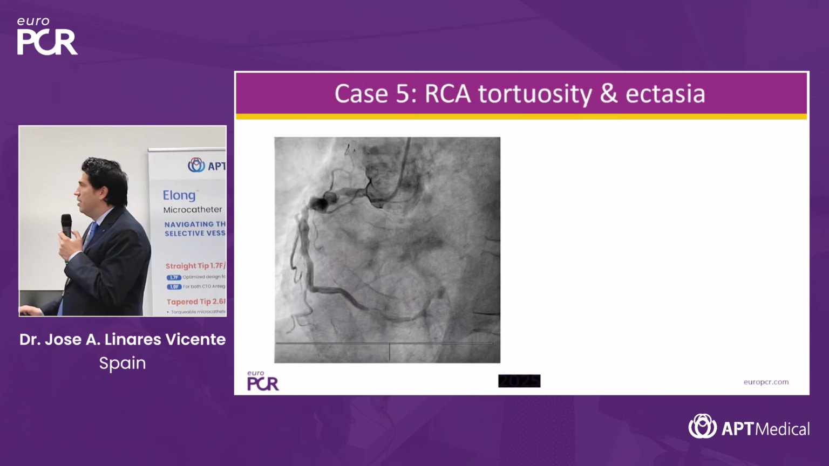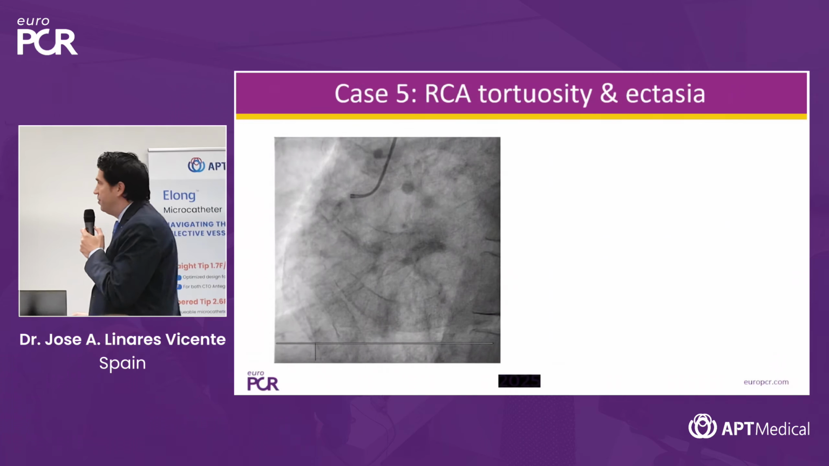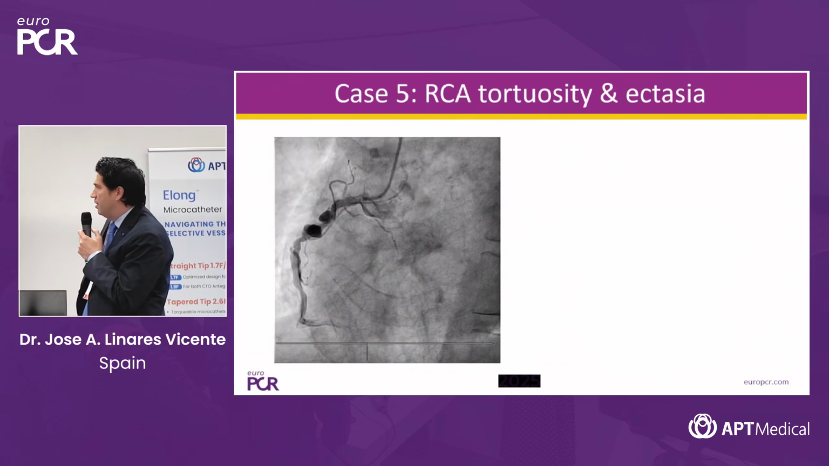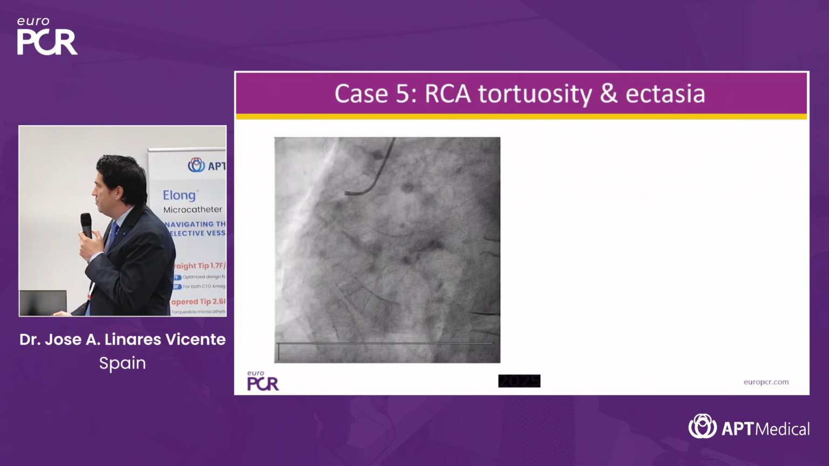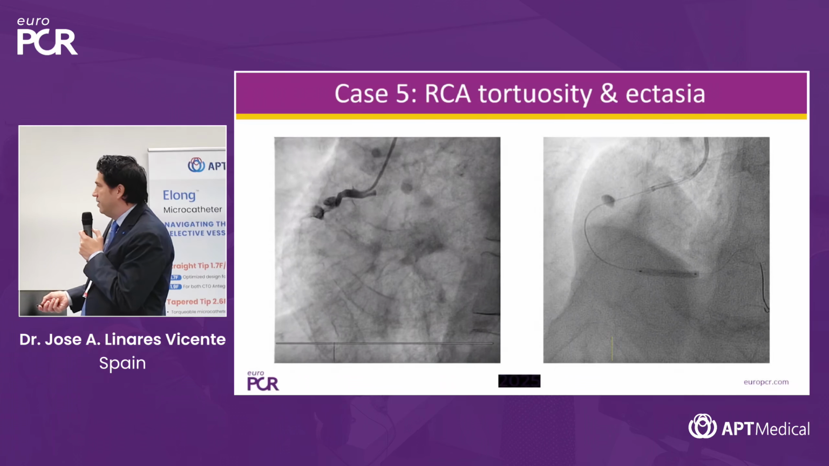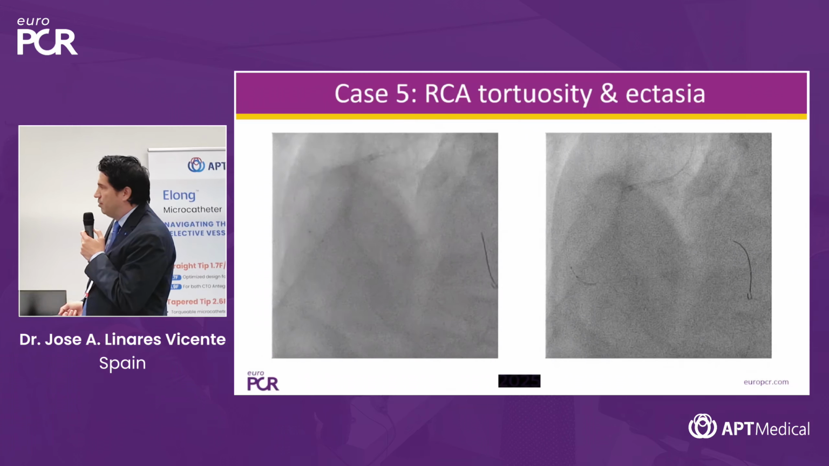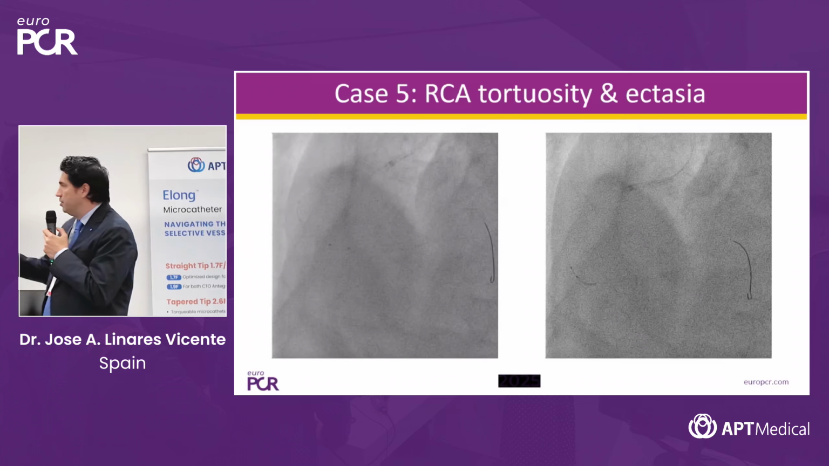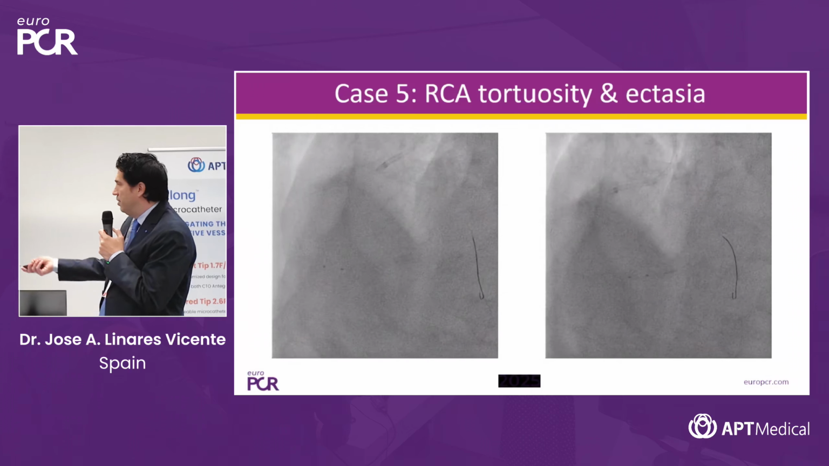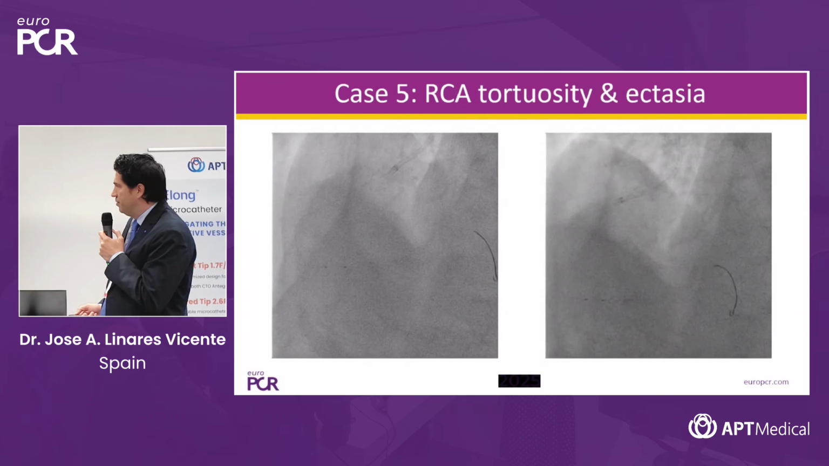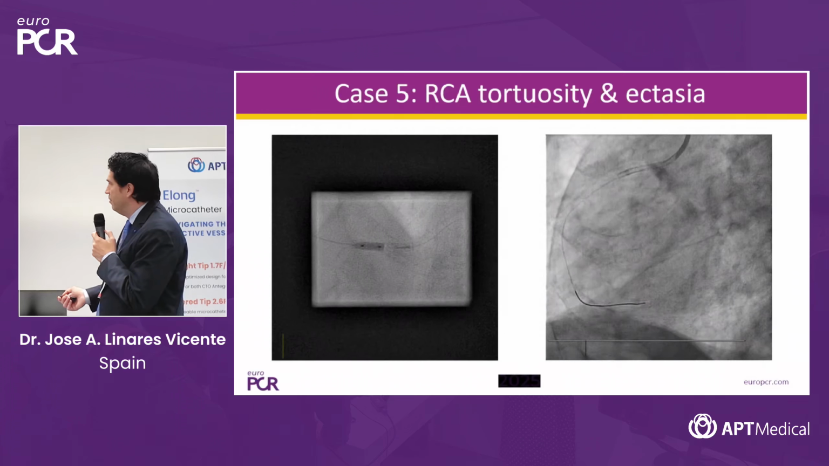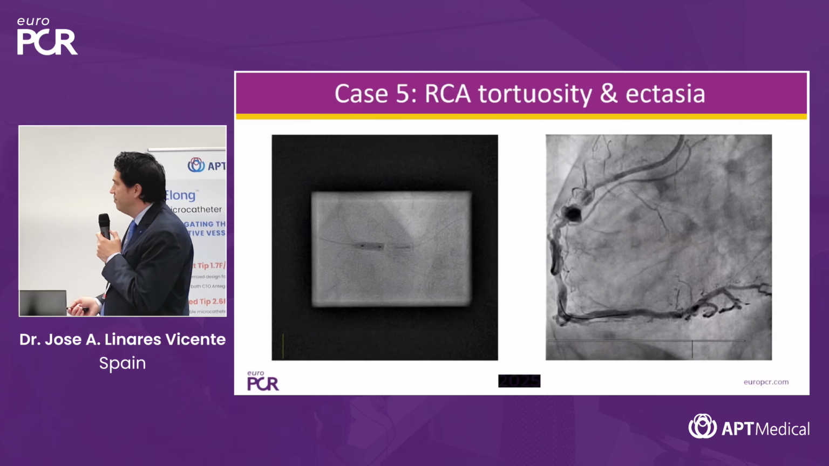This is the case I showed at the beginning of my presentation. Very tortuous right coronary artery and with a lot of ectasia. We put a stent in the distal segment, but a regular balloon didn't cross over the second curve of the right coronary artery, and see how the CONQUEROR spheric tip gets to the lesion easily, finishing the case without complications.